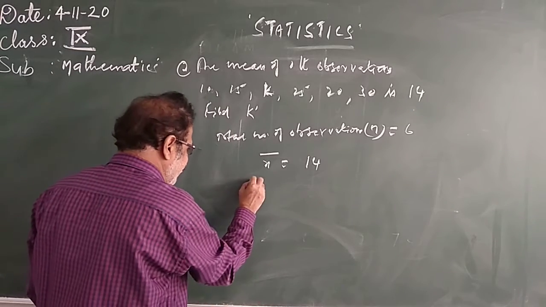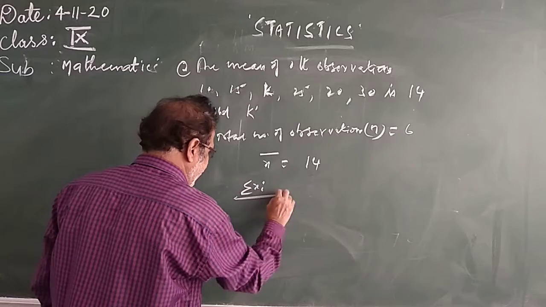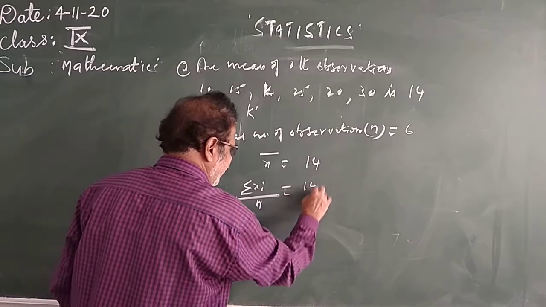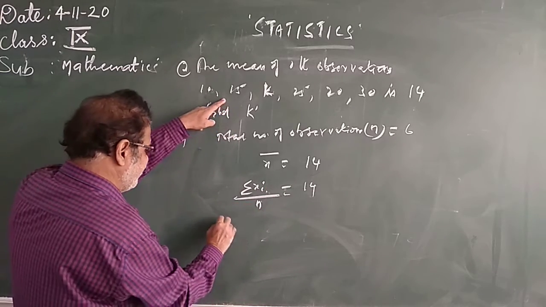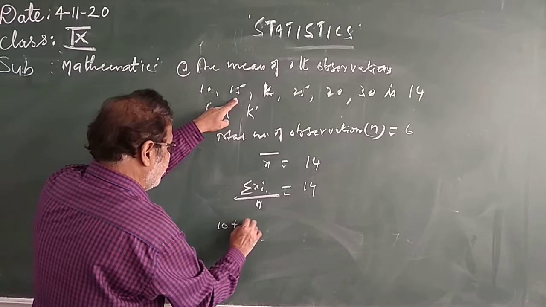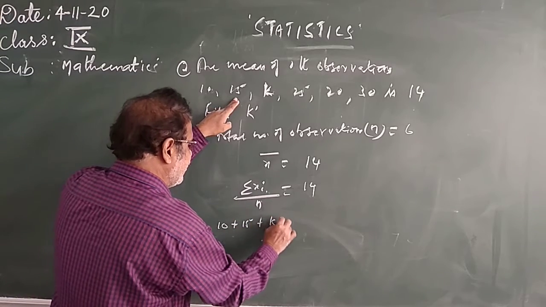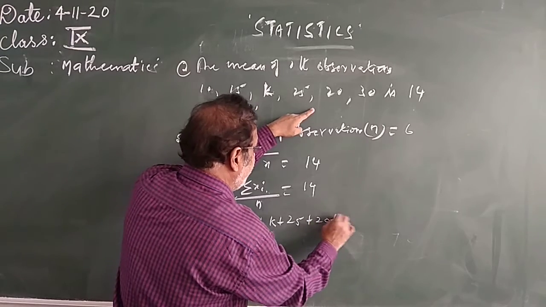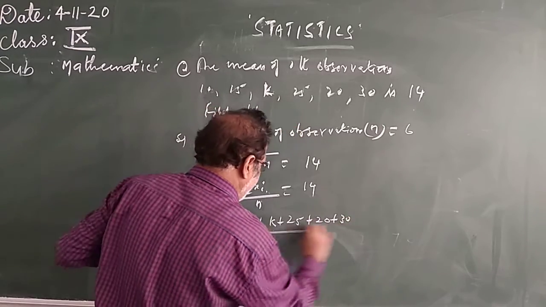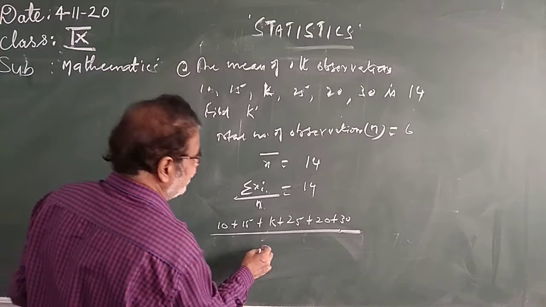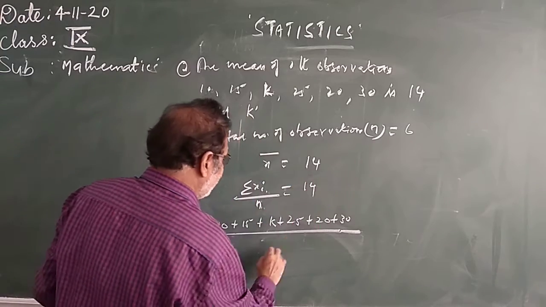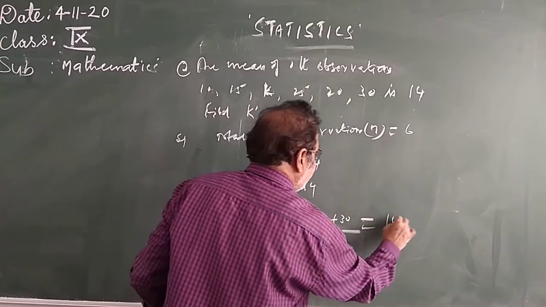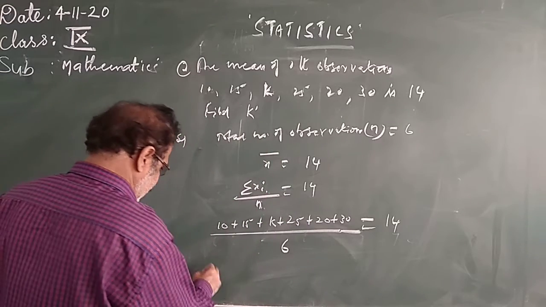Mean formula is what? Sigma Xi by n is equal to 14. Sigma Xi means the sum of the observations: 10 plus 15 plus K plus 25 plus 20 plus 30 by n. N is equal to how much? Total number of observations. N is equal to 6. That is equal to the mean, 14 given.